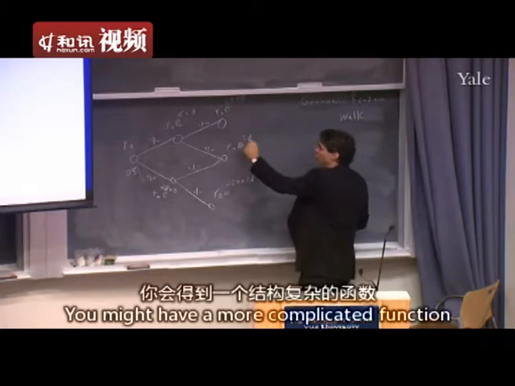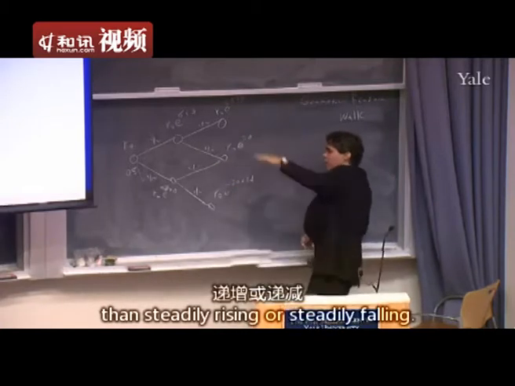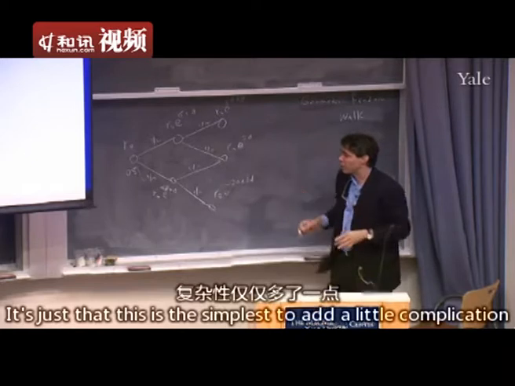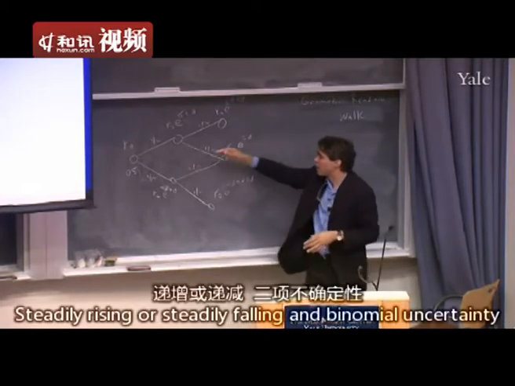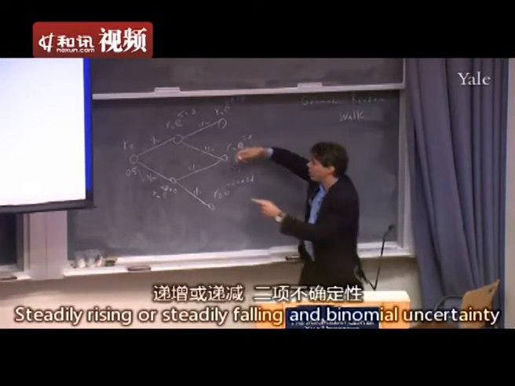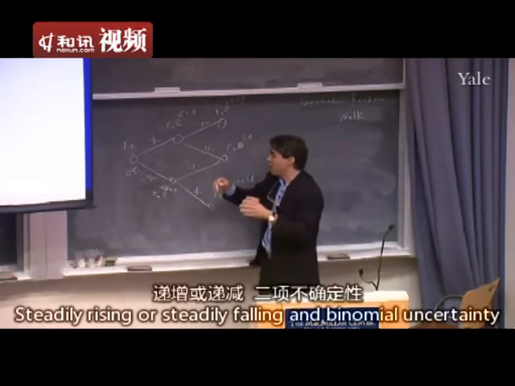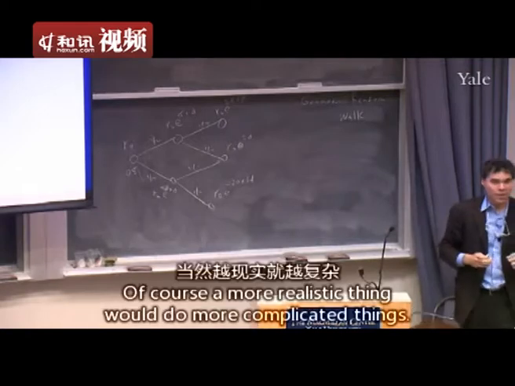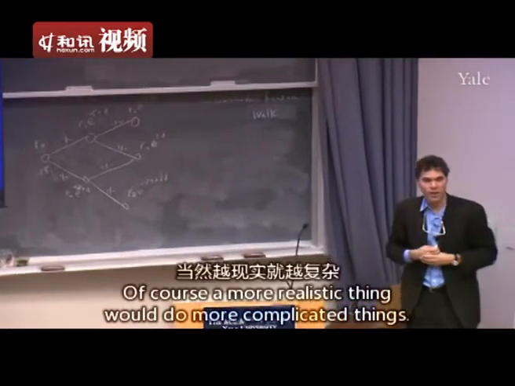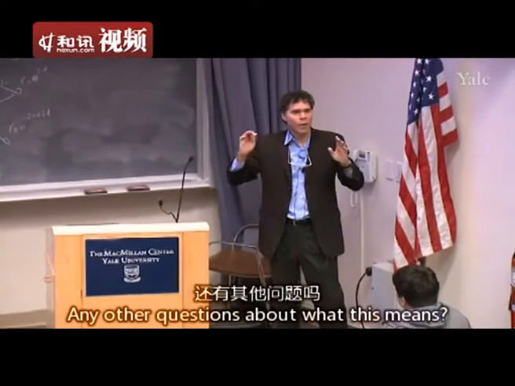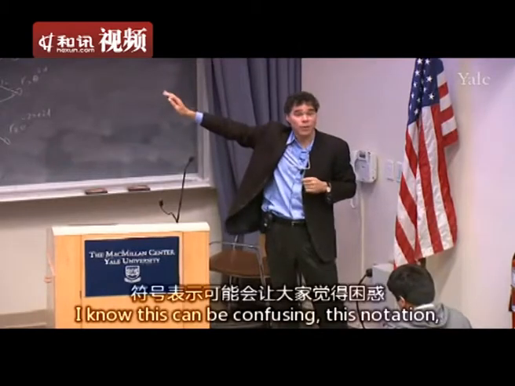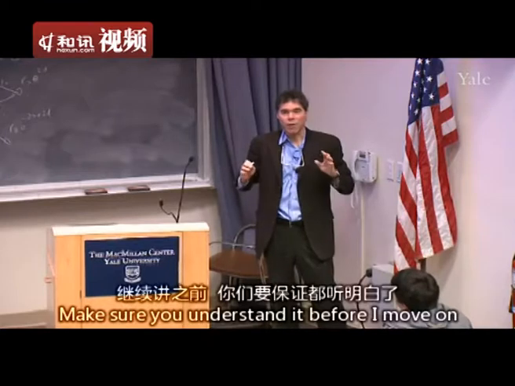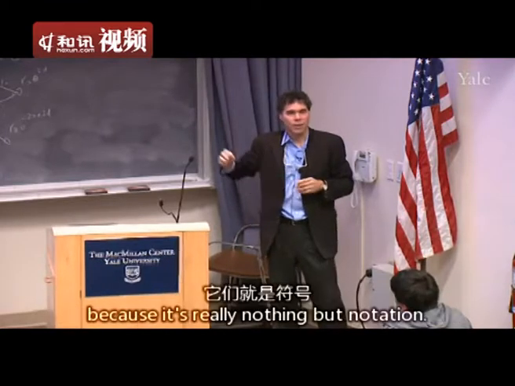You might have a more complicated function than steadily rising or steadily falling. It's just that this is the simplest, to add a little complication without making it too complicated. Steadily rising or steadily falling and binomial uncertainty were the easiest simple things I could do. Of course, a more realistic thing would do more complicated things. Any other questions about what this means? I know this can be confusing, this notation, so let's just figure out the notation, make sure you understand it before I move on, because it's really nothing but notation.